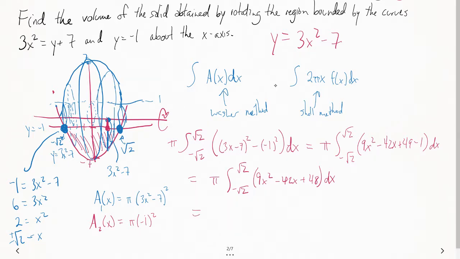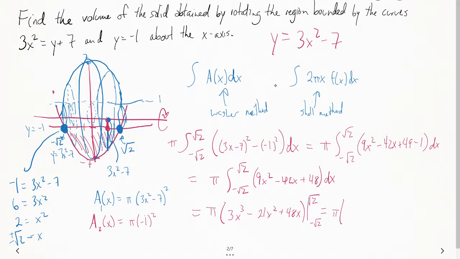But so now if we just take an antiderivative, you have pi times, when you take the antiderivative of the first one, you'll get 9 over 3x cubed, so that's just 3x cubed. Okay, so 42 over 2 is 21x squared in the second one. And then the last one will be just 48x. And we're evaluating these from negative root 2 to positive root 2. And hopefully you can start to recognize which ones will go away right away.